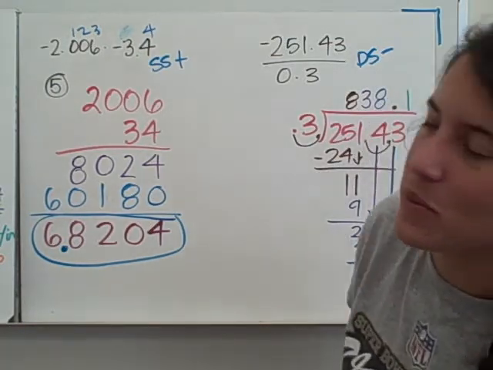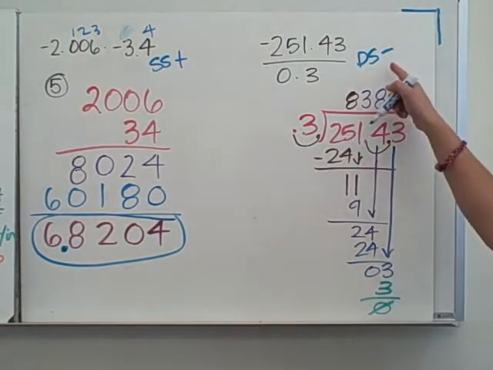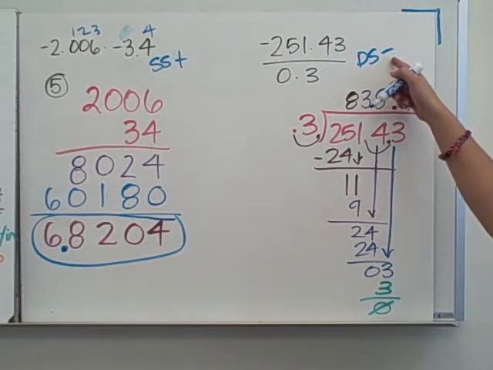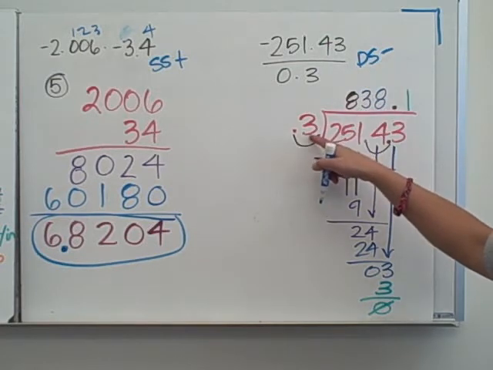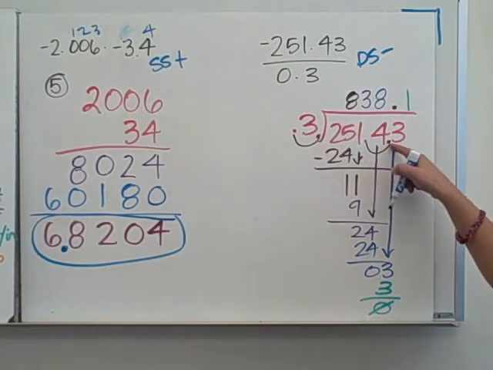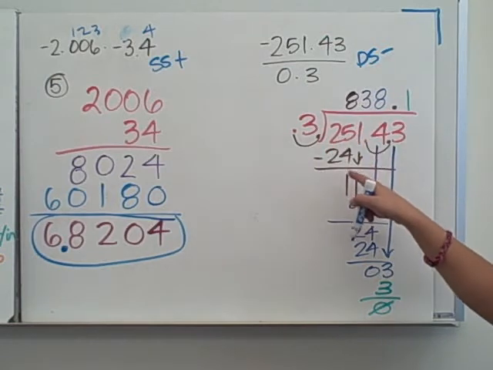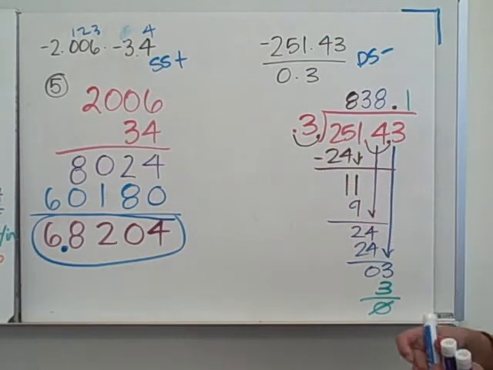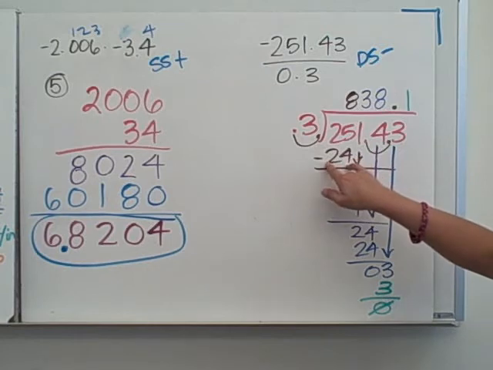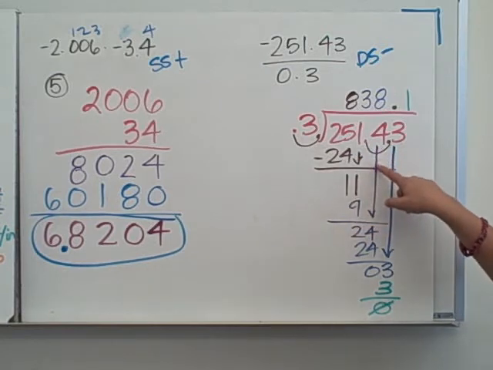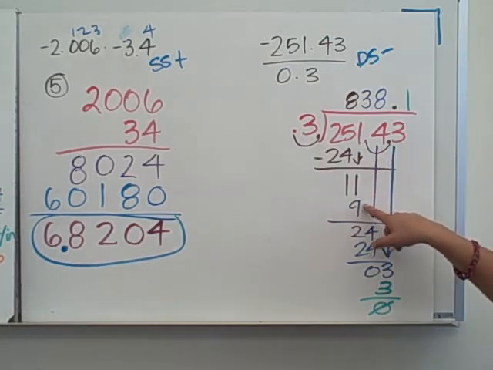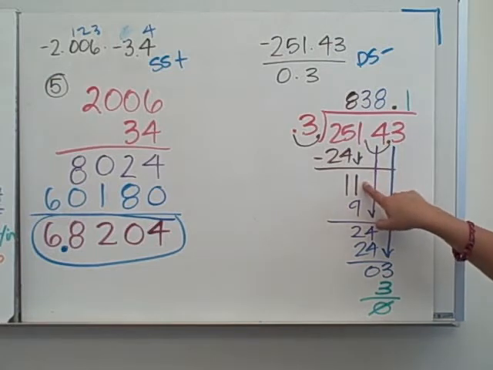Now let's look at the division one. The signs are different, so my answer is going to be negative. I moved one place on the outside, so I moved one place on the inside. And then here are the numbers that I multiplied. So I did 8 times 3 is 24, subtracted. I got 9, got 1 and brought down my 1.